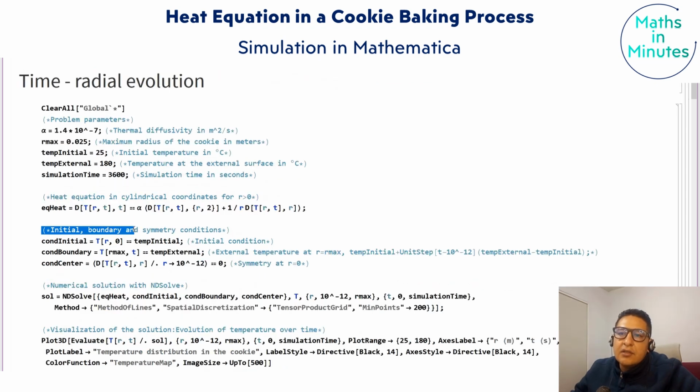So after that, the initial, boundary, and symmetry conditions. The initial condition is for time equal to 0 and all the radius, the initial temperature. After that, the boundary condition for the radius equal to the maximum radius is equal to the external temperature that we defined before. And the center condition is the derivative of the temperature with respect to the radius is equal to 0. Of course, here I choose the limit for the radius when it tends to 10 to the power of minus 12. Yes, this is the symmetry condition.